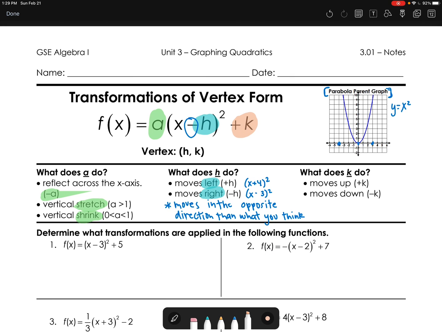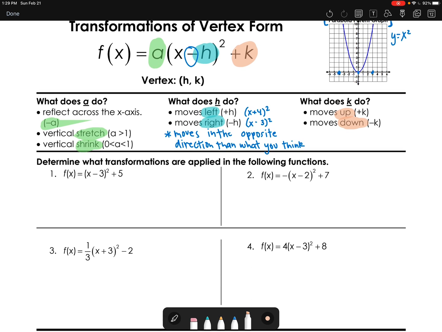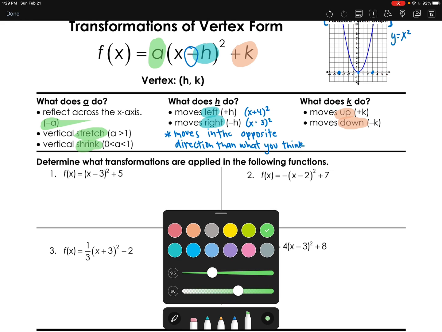Cool, and then k is the last one we're going to look at. And k is moving up or down, and this moves exactly how you think it does. If it's plus k, it moves up. If it's minus k, it moves down. And so let's look at some examples and talk about the transformations happening here.